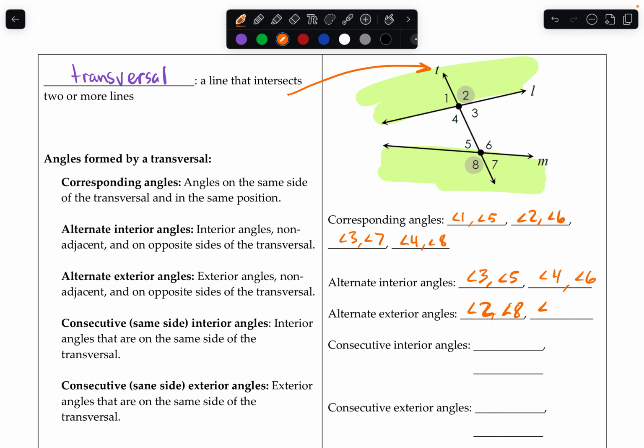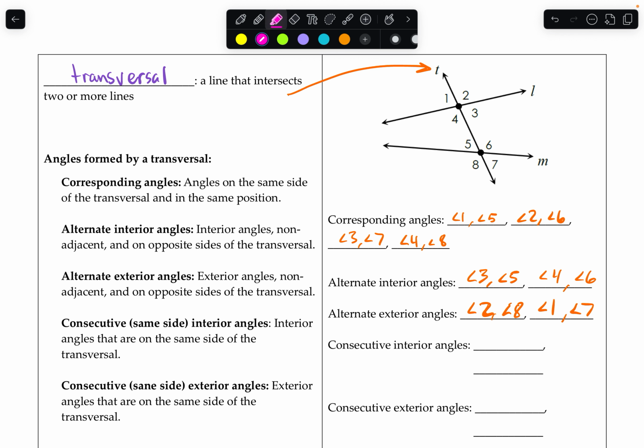And then, of course, angle 1 and angle 7 are also examples of alternate exterior angles. You can see 1 is outside and on the left, and 7 is outside and on the right. So they are alternate, as in they're on different sides of the transversal, and exterior in that they are outside those two lines. Let's talk about consecutive interior angles.